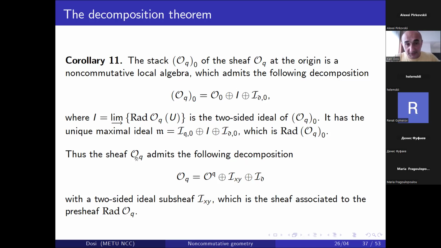Well, now for the sheaf, not presheaf, for the sheaf, you have a decomposition like that. So my sheaf actually contains two copies of the holomorphic functions, or stalks of holomorphic functions, OQ and ID. And the middle one is a bit complicated stuff. The sheaf associated to the presheaf of the Jacobson radical of OQ. The Jacobson radical is not a sheaf, so you can look at the sheaf associated to this presheaf.